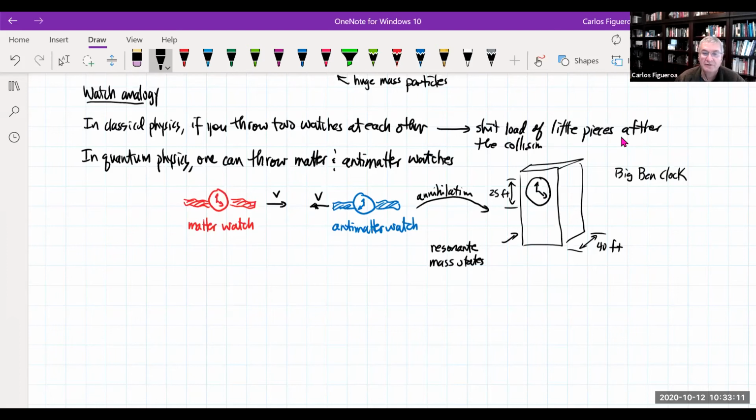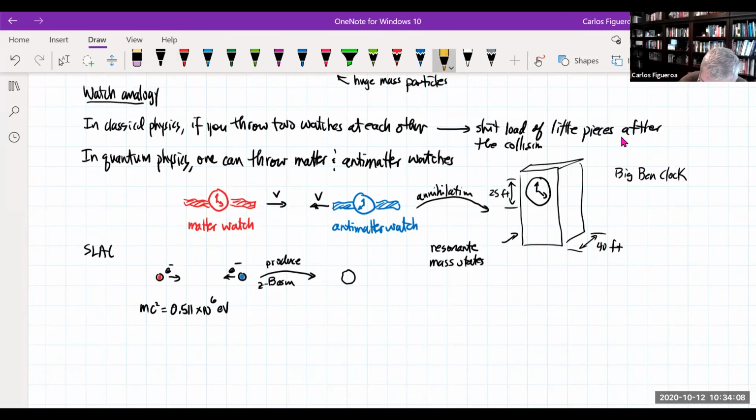So when you talk about a particle accelerator, let me give you an example. At SLAC, you could take a little tiny electron and shoot them at each other. So you can get these guys, okay? And these little tiny electrons have a mass energy of 0.511 times 10 to the 6 eV. I'll talk about these energies in a little bit. And what we find here is that they can produce a particle called a Z boson. This thing here is this massive Z boson.